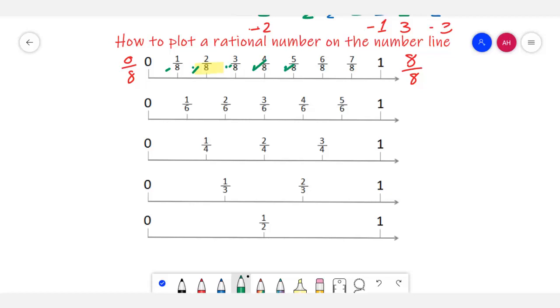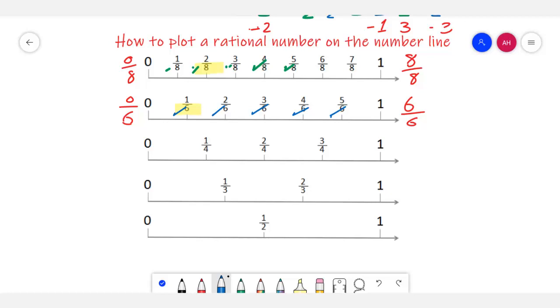I will have 7. What about if my denominator was 6? Then I'm going to write the integers with the denominator of 6: 0 over 6 for 0 and 6 over 6 for 1. How many rational numbers are going to be now between 0 and 1? There are going to be 5 rational numbers, starting from 1 over 6, 2 over 6, 3 over 6, 4 over 6, and 5 over 6.